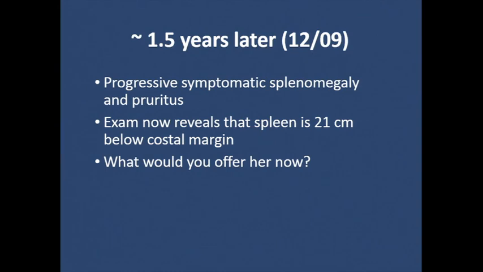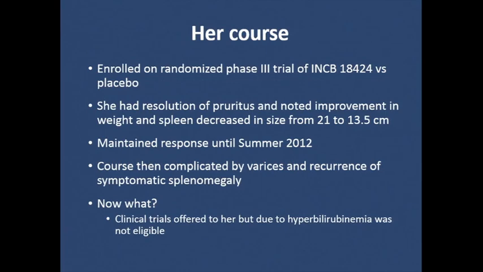Excellent. Fortunately, we were a center that had the phase 3 randomized trial open. Ruxolitinib had not been approved yet at this time, so she signed consent and enrolled in this clinical protocol. It was a blinded study, though many of us utilizing the drug recognized quickly which patients were on active therapy and which were on the placebo. She had a dramatic response to whichever agent she received, with resolution of pruritus and improvement in her weight, and her spleen size decreased from 21 centimeters to 13.5 centimeters. She maintained that response for a number of years until the summer of 2012, and then her course was complicated by varices, upper GI bleed, and recurrence of her symptomatic splenomegaly.